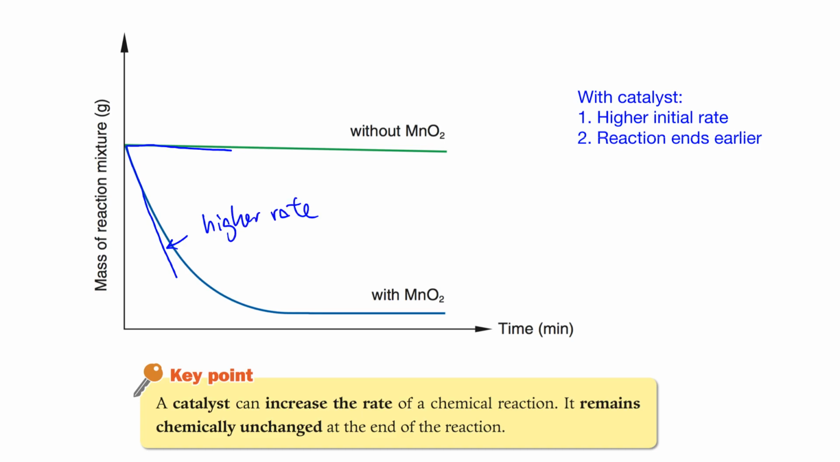So the results: with catalyst, there is a higher initial rate, and at the same time, the reaction will end earlier. You can see the reaction ends right here. But for this one, it ends somewhere here. I don't know, it may take ages for the reaction to occur. So basically, if we have a catalyst, it can increase the rate of reaction. But remember, the catalyst itself will remain chemically unchanged at the end of the reaction. Or we say that it won't be consumed.